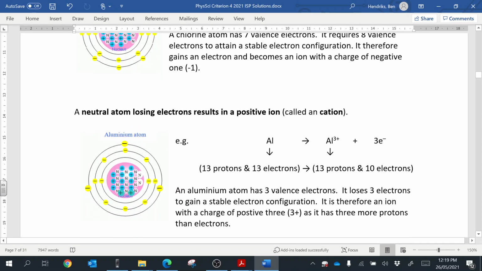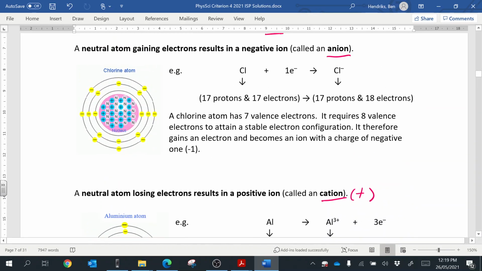So we have a neutral atom losing electrons results in a positive ion called a cation. Okay. So positive is cations and anions are negatives. These are negative.